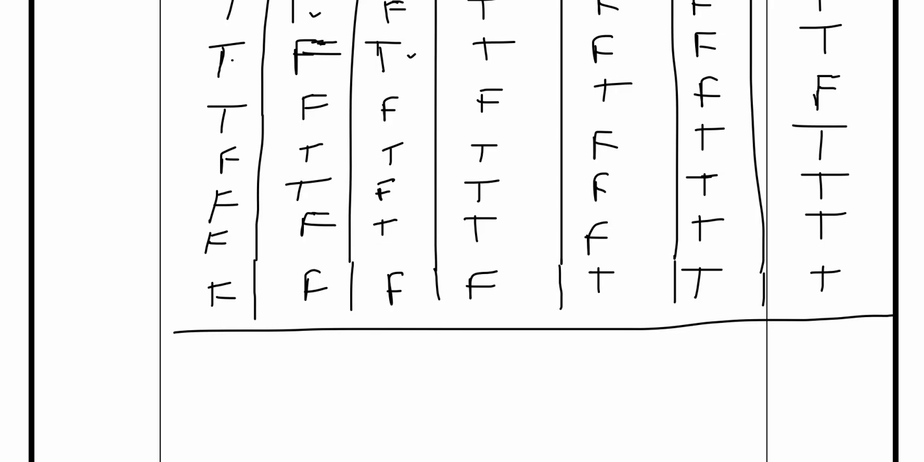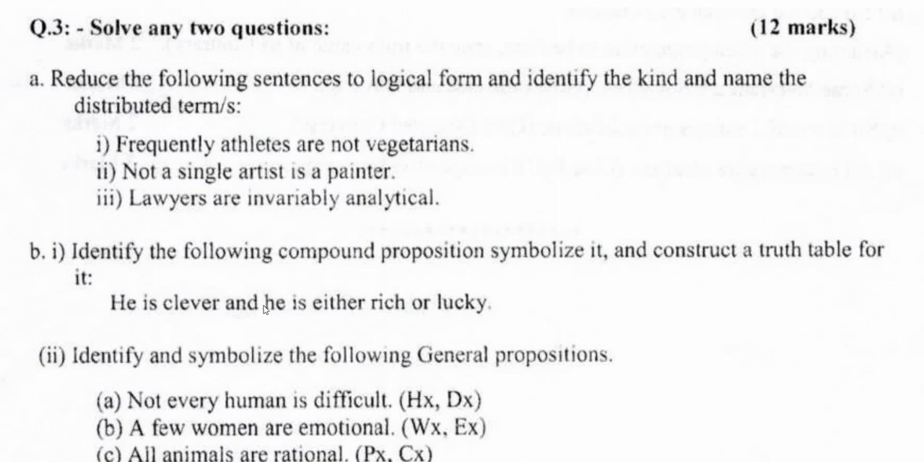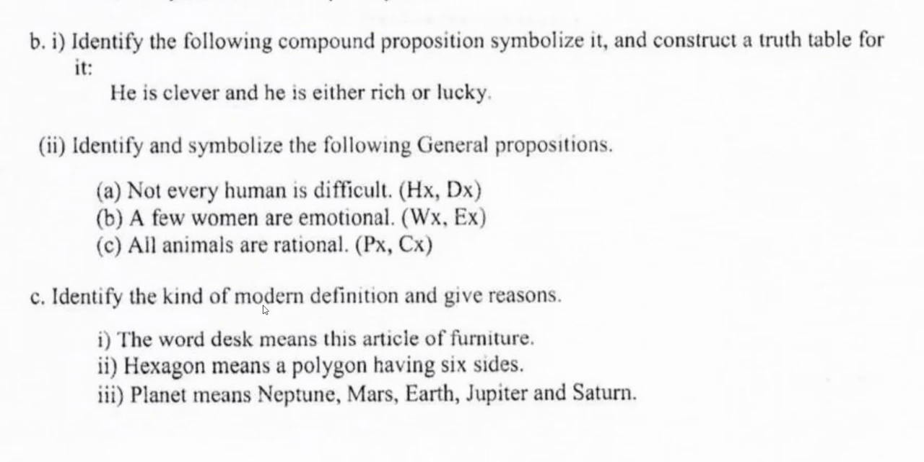Okay, now we move on to our next part, which is to identify and symbolize the following general propositions. This is also very simple. Let us take all the three of them. Let's start with: not every human is difficult.